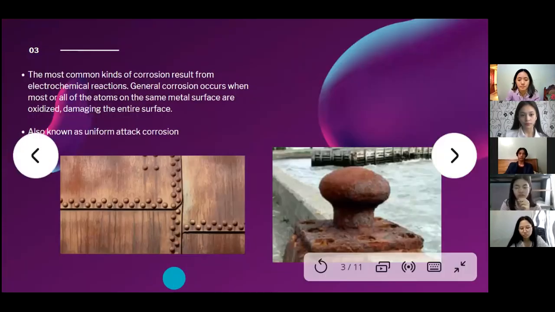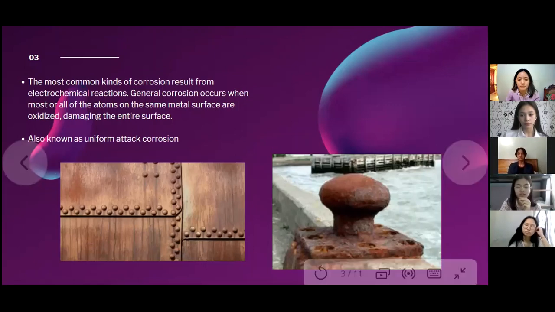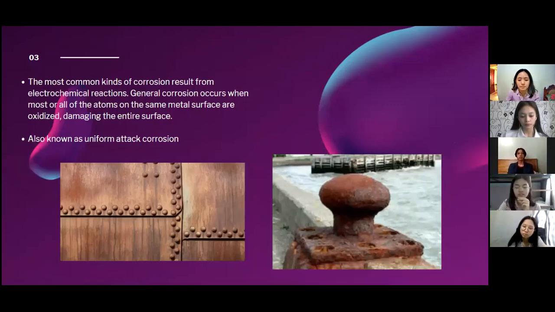The most common kinds of corrosion result from electrochemical reactions. General corrosion occurs when most or all of the atoms on the same metal surface are oxidized, damaging the entire surface. Most metals are easily oxidized. They tend to lose electrons to oxygen and other substances in the air or in water. As oxygen is reduced, or gains electrons, it forms an oxide with the metal.